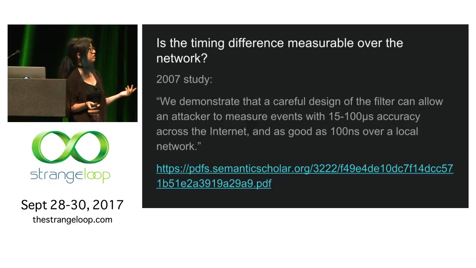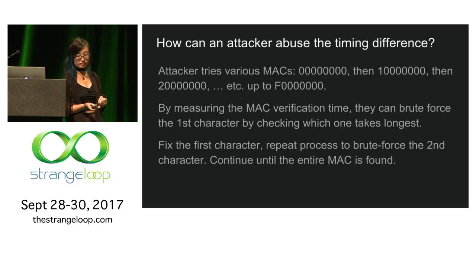And you might ask, is this kind of timing difference of several nanoseconds measurable over the network? There's a 2007 study that found you can get about 15 to 100 microsecond accuracy across the internet, and about as good as 100 nanoseconds over a local network. So that's almost the same order of magnitude as what I just showed. So there's good evidence these attacks are practical in some situations.